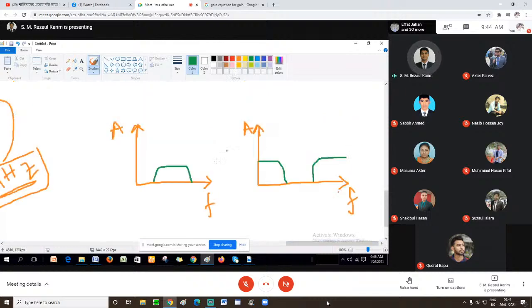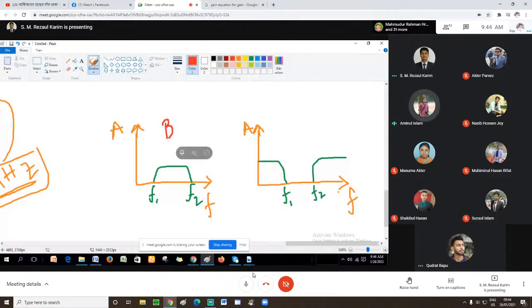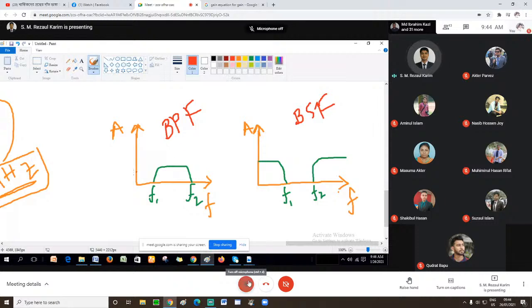Now tell me, what do you understand by this? Suppose this is F1 and this one is F2. This is F1 and this is F2 again. Tell me, the band pass filter and band stop filter. Which one is band pass? This is band pass filter, right? First one, sir. So the first one is the band pass filter. And this one is the band stop filter. And how is it happening?